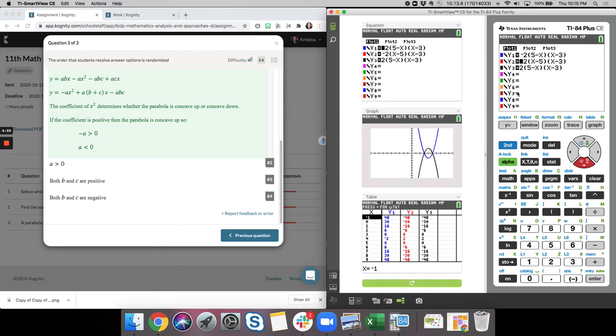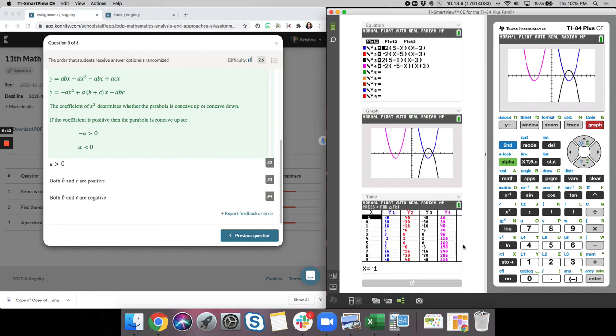Let me do one more and show what happens if both B and C are negative. So I'm going to put in -2 again for A because we know that can force a concave up. And then do -5 minus x times x minus, well, I'll do minus means plus. Oh shoot, that does actually work. That one does work.